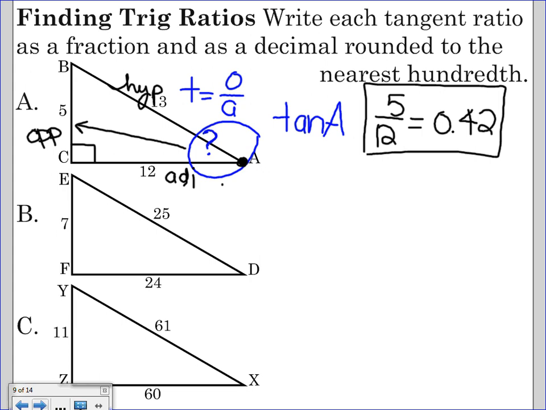For part B, I want to take a look at angle E. So that's the angle I'm going to look at. So in this one, just like up here, it was the tangent of angle A. This is going to be the tangent of angle E.